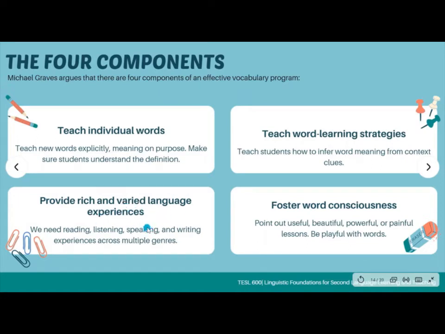Okay, so here we can have individual activities inside our classroom or group activities. Next, teach word learning strategies. So here we have to teach students how to infer word meaning from context clues. We have to teach students how and when to use a dictionary and a thesaurus, or foster word consciousness: point out useful, beautiful, powerful, or painful lessons, be playful with words. So that's why we have different vocabulary activities inside the classrooms to create consciousness so that the students can be aware of what they are learning.